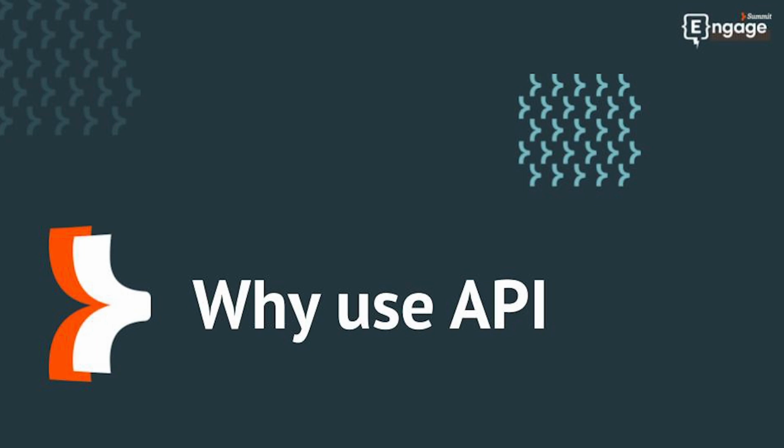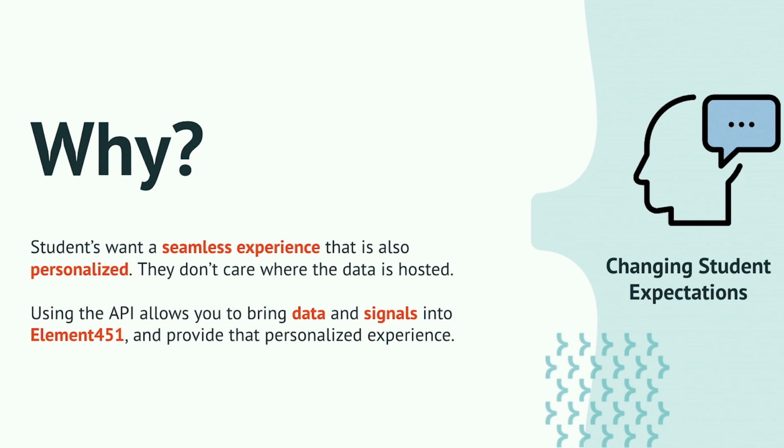So why use an API? APIs allow you to do a lot of things, but students want a seamless experience and they want it to be personalized. So if you can bring the data and the signals into Element451, you can provide that personalized experience to them. So then the better you know your student, the better you can work with them.